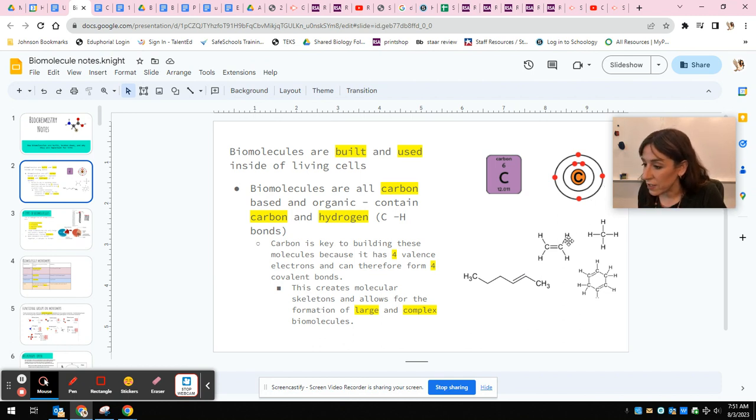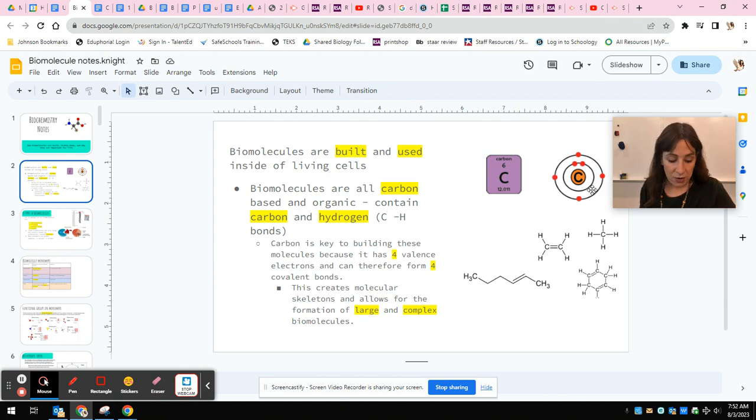So you can see, for example, in this molecule right here, this is methane, and it's carbon that's bonded to 4 hydrogen atoms. Hydrogen atoms each have 1 valence electron, and they want to have 2 in their outer shell in order to be stable.